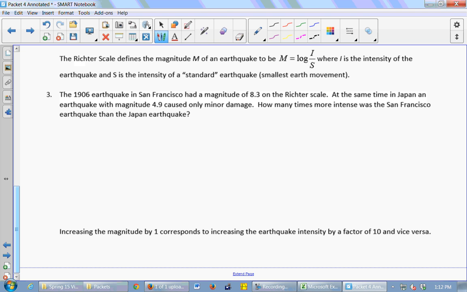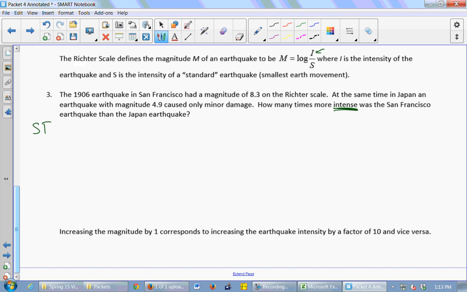All right, so let's analyze both of them. For both of them, I know the magnitude, right? They gave me the magnitude. That's the Richter scale number. But they're asking me about intensity, right? We're being asked to compare the intensities of the 2 earthquakes, which is I, right? So we know M, and what we want to know is I, so that we can compare them.